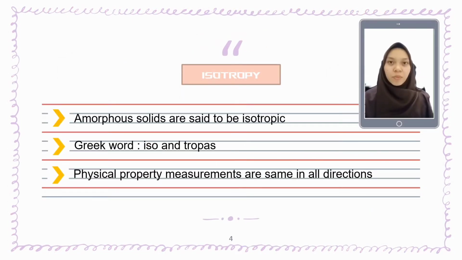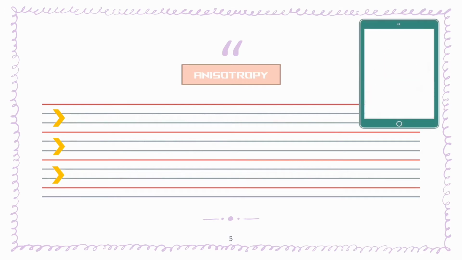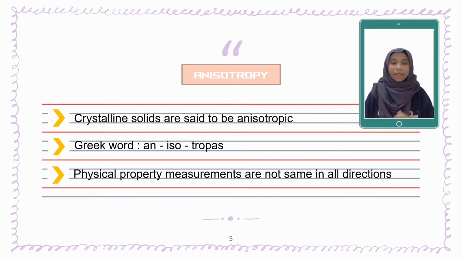Isotropic comes from the Greek word iso, which means same, and tropos, which means direction or weight. The name rightly indicates that for the amorphous solid, the physical properties measured are the same in all of the directions. The same correlation applies for anisotropy, that means not the same direction. It means that for the crystalline solid, the physical property measurements are not the same in all the directions.